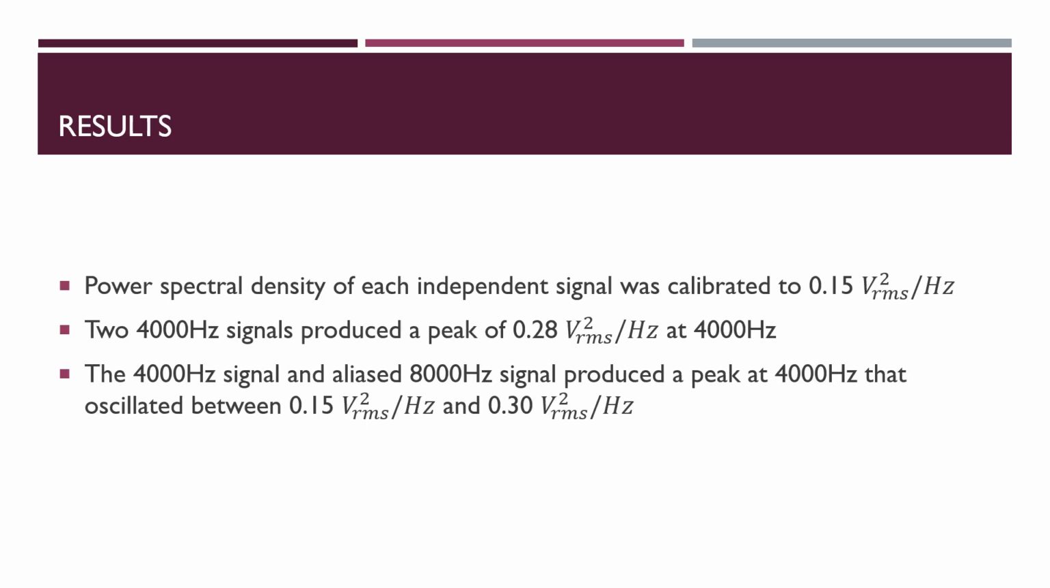As for the results, the power spectral density of each independent signal was calibrated to 15 volts squared per hertz. The 2 4,000 Hz signals together produced a peak of 0.28 volts squared per hertz at 4,000 Hz. The 4,000 Hz signal and the aliased 8,000 Hz signal played together produced a peak at 4,000 Hz as well. However, it oscillated between 0.15 volts squared per hertz and 0.30 volts squared per hertz.